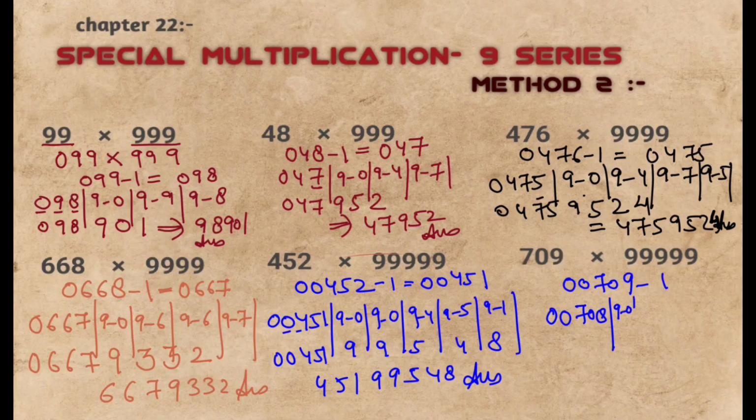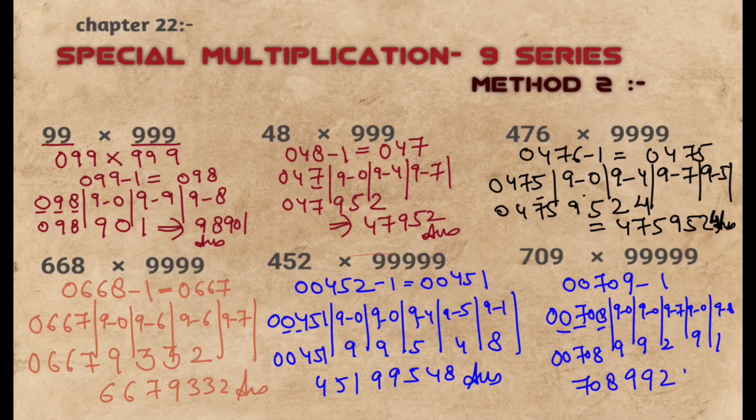Now the method is the same. 9 minus 0. Then again 9 minus the 0. Then again 9 minus 7. Then again 9 minus 0. And 9 minus 8. So here we get 00708, 9 minus 0, 9, 9, 2, 9, 1. So the final answer is 70899291.